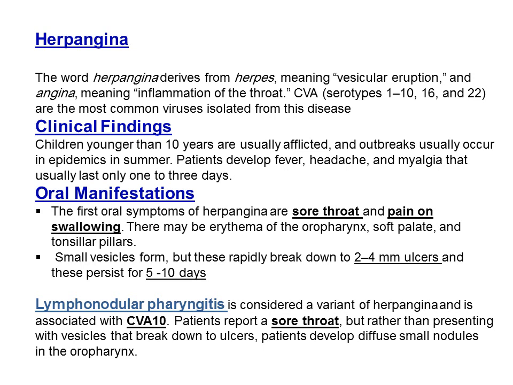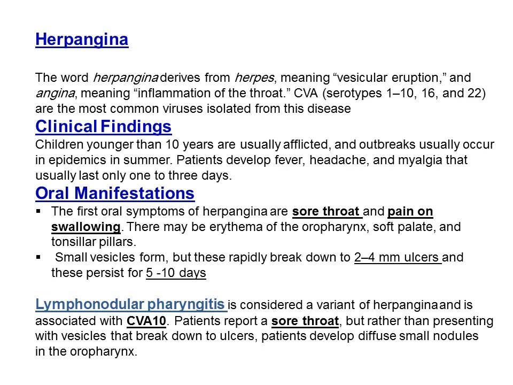Clinically, patients or children younger than 10 years old are affected. The outbreak is mostly epidemic in summer. Patient develop fever, headache, myalgia, and this may last for 1 to 3 days.